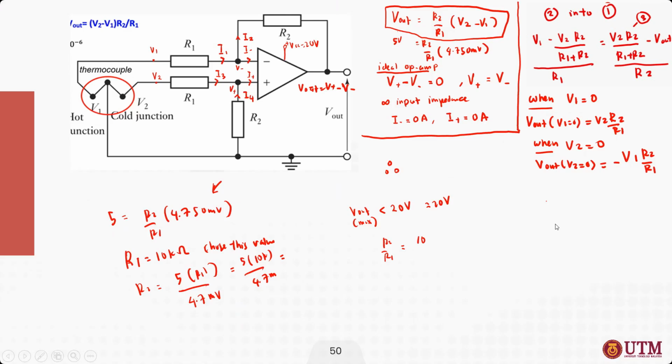Sorry, R2 is not 10. R2 is supposed to be 10.638 times 10 to the power of 6, meaning to the power of 6 ohm, or we can choose 10 mega ohm. Yeah, 10 mega ohm, so sorry, my bad. So if we choose R1 to be 10 kilo ohm, then R2 must be 10 mega ohm. That means the gain R2 over R1, 10 mega divided by 10K, is around 1000 gain value.